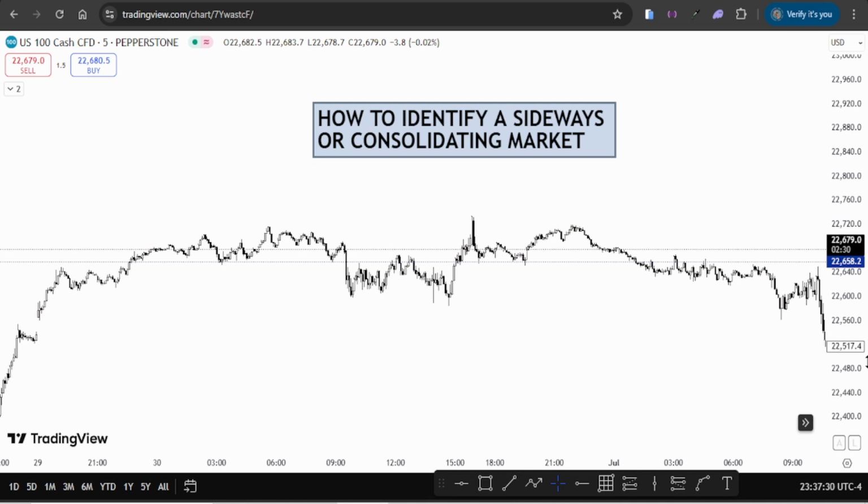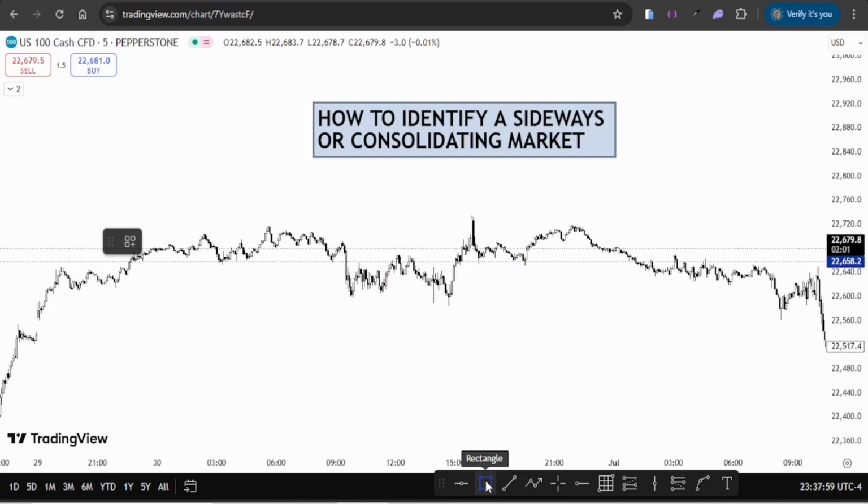How to identify a sideways or consolidating market? When you look at a sideways or consolidating market, you will see that the market is neither going in an uptrend or going in a downtrend. The market is practically stuck in a box. There are two ways to identify a sideways market.